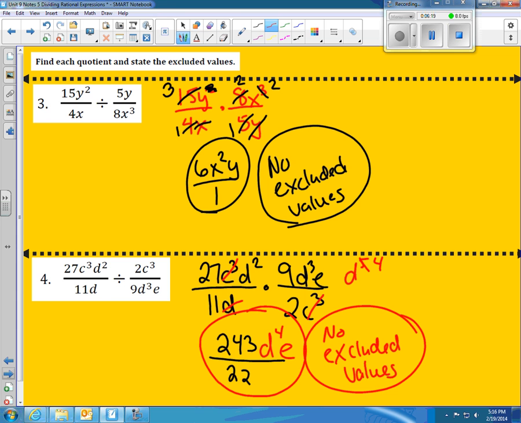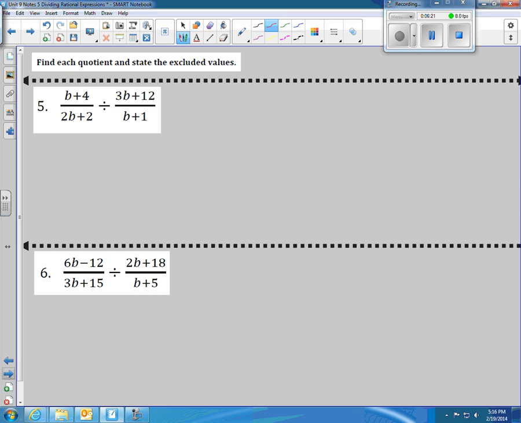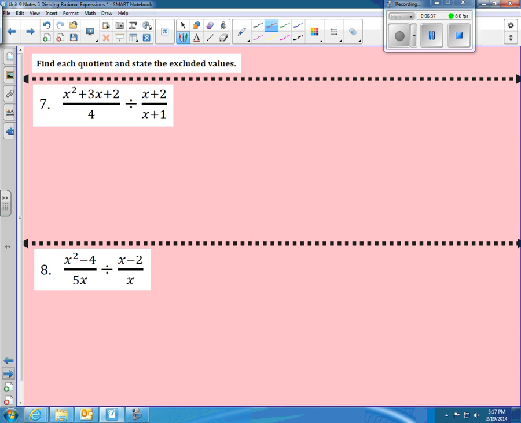Okay, so let's take a look at problem 5. Actually, you know what? I'm going to leave you guys up to problem 5 and 6 on your own. You'll see those on your quiz. So just a couple of reminders. Keep the first fraction, change it to multiplication, flip the second fraction, then factor. Don't forget to factor. All right, so taking a look at our back page of our notes here.